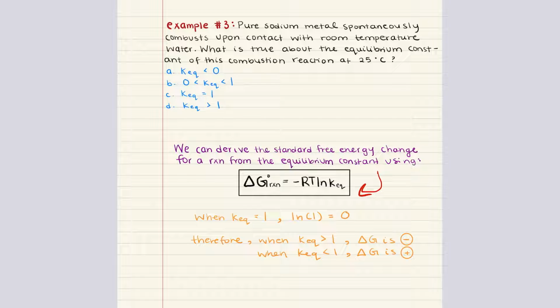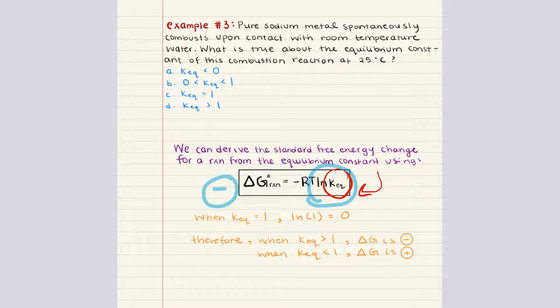Here, R is the ideal gas constant, T is the temperature in Kelvin, and KEQ is the equilibrium constant. Now, this equation is really important because it allows us to not only make quantitative evaluations of the free energy change of a reaction, but also qualitative assessments on the spontaneity of the reaction. Now here, the greater the value for the equilibrium constant, the more positive the value of its natural logarithm. The more positive the natural logarithm, the more negative the standard free energy change is. And the more negative the standard free energy change is, the more spontaneous the reaction.